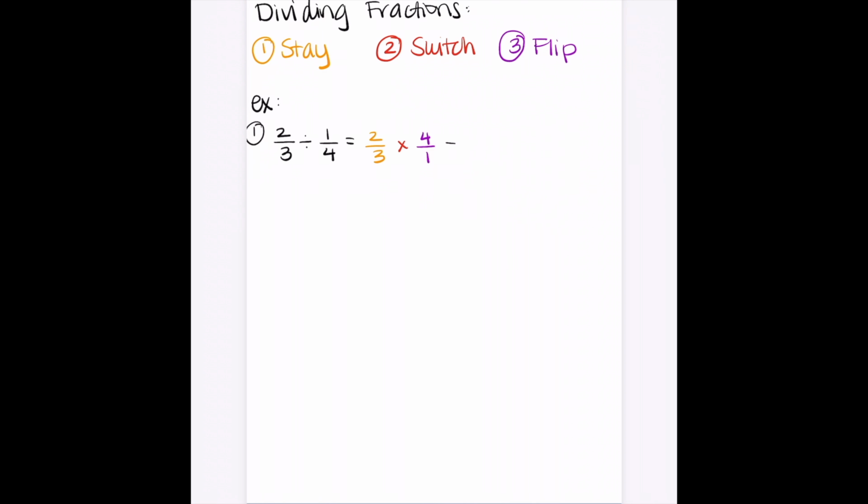And now it's the same multiplying steps as before. So numerator times numerator, circled them in blue, denominator times denominator. So we're going to do 2 times 4, we will get 8, and 3 times 1 will give me 3.